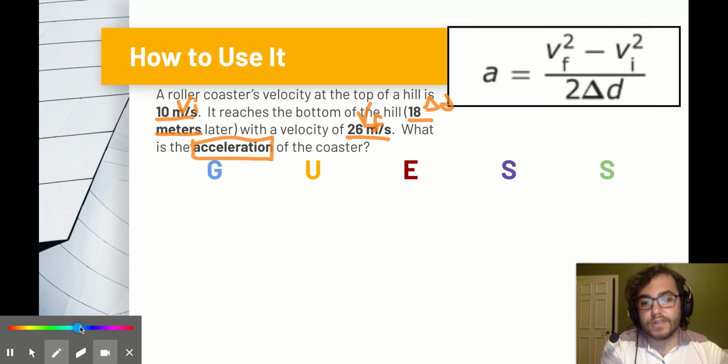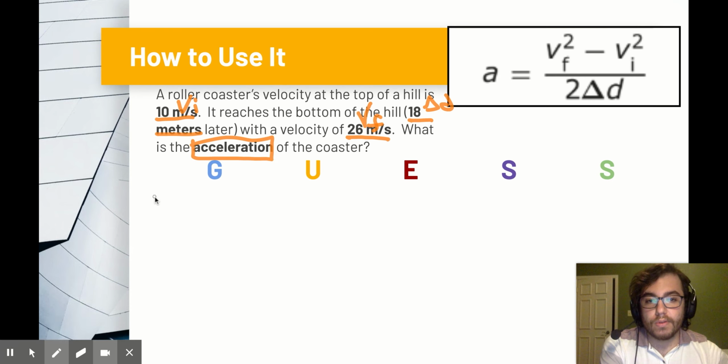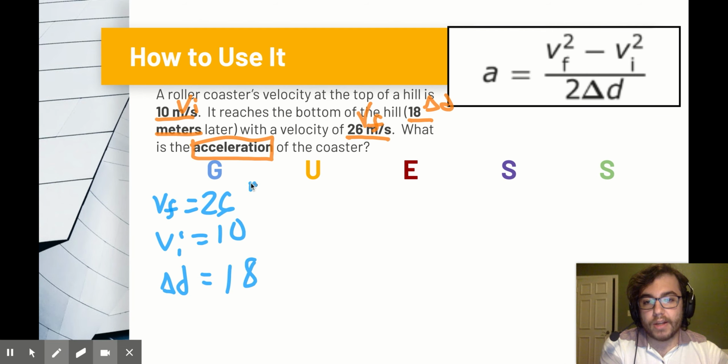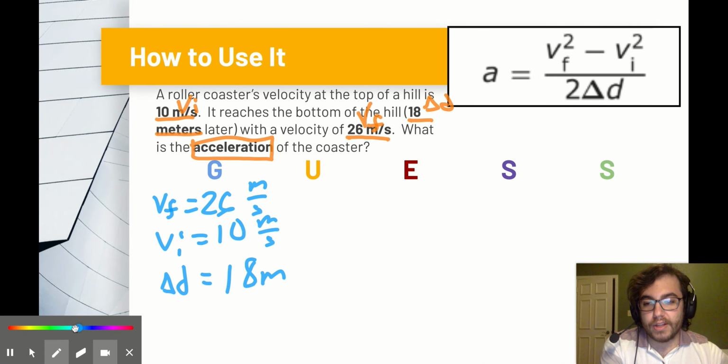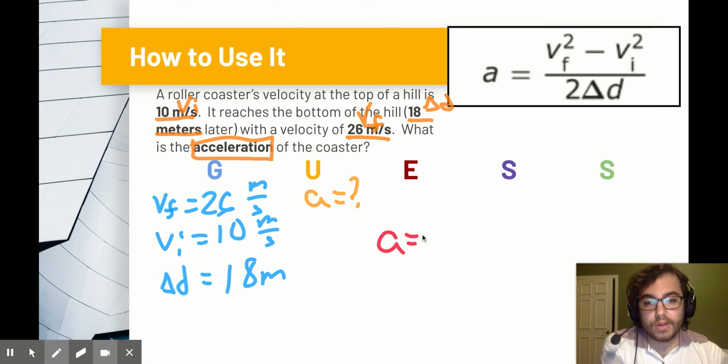And I'll go ahead and start changing colors for you. So, vf is equal to 26. vi is equal to 10. Delta d is equal to 18. Normally, I recommend to do this while you're writing the numbers out. But again, I am recording and sometimes my brain forgets things. All right. Our unknown, like most of the time, is acceleration. Okay. Pretty straightforward. I gave you the equation. The only equation that has a, vf, vi, and delta d is this one right here.